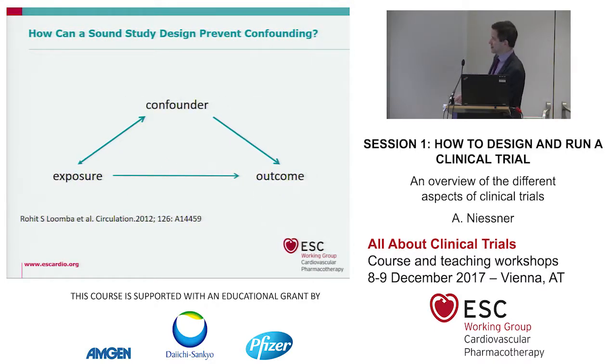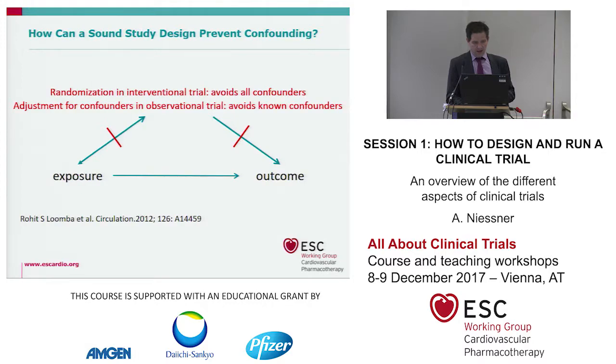Okay, so once again, we have the exposure, which is coffee. We have the outcome, which is cardiovascular mortality, and we have confounding. In this case, this could be stress, this could be smoking. And how do we prevent confounding? The good thing about randomized controlled trials is that they avoid all confounders because they should be equally distributed.